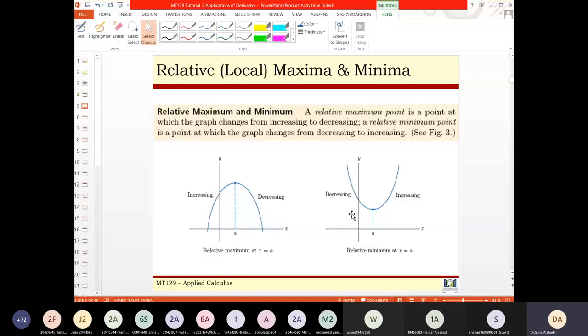Now comes this concept of increasing, decreasing. Number two, we have what we call the relative or the local maximum and minimum. Two ways to say it.